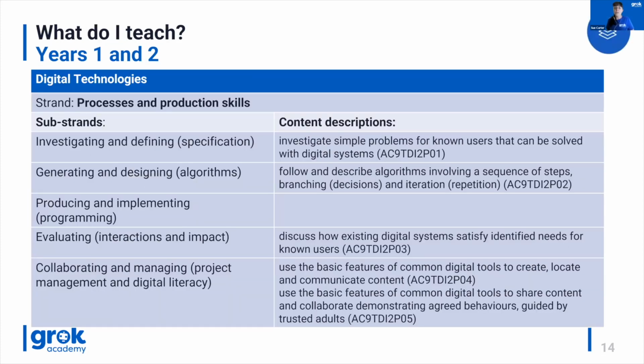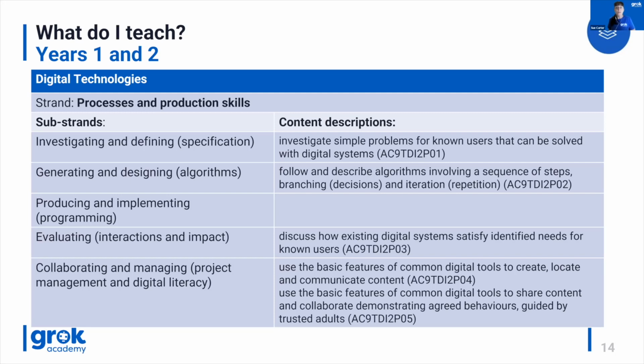Let's take a look at the curriculum to find out what needs to be taught in years 1 and 2. Today, we're looking specifically at the strand of processes and production skills of the digital technologies curriculum. This section contains 6 substrands, and we'll be looking at 5 of those substrands and how they relate to projects. The 6th one, privacy and security, has already been addressed in a previous session.